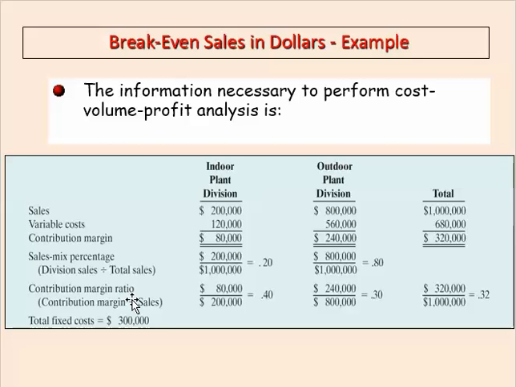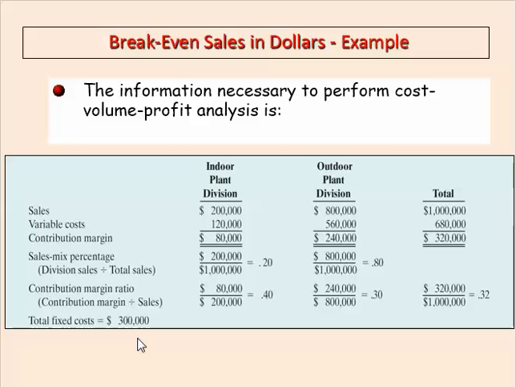Then we take our contribution margin ratio of each, so $80,000 for the indoor plant division, divided by $200,000 of sales. That gives us a contribution margin ratio of 40% for indoor plants. And we can do the same for the outdoor plant division. $240,000 divided by the $800,000 gives us a 30% contribution margin ratio. And we can do that for both products as well, added together.